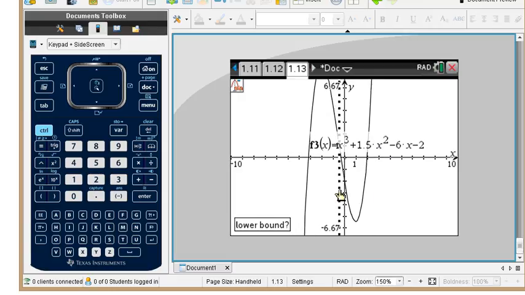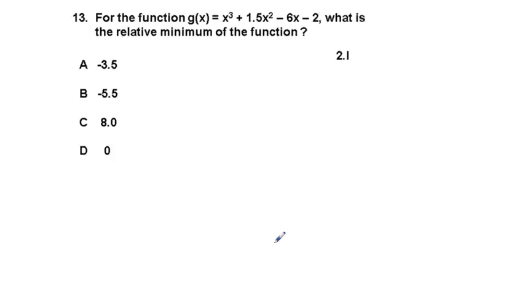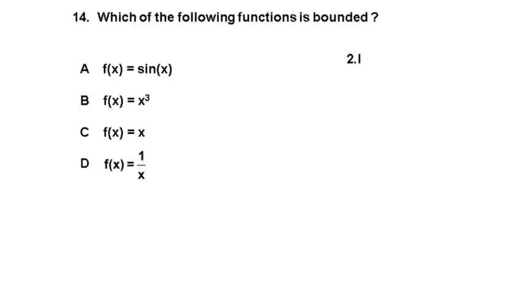It says lower bound. We set that lower bound. We go to the right. Our minimum is at -5.5, which occurs where x equals 1. So we look for the -5.5, and that's what we have. So that is our answer to 13.